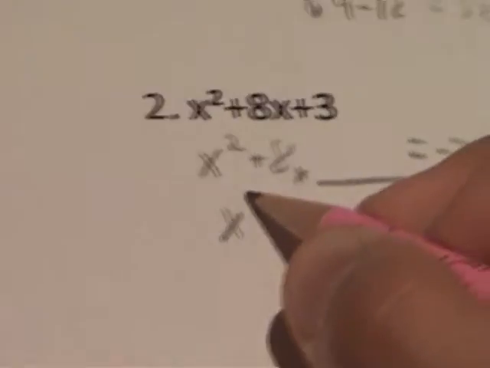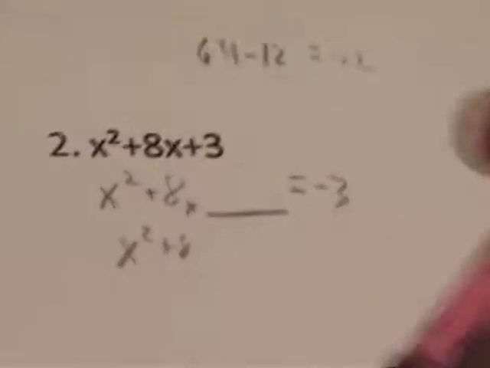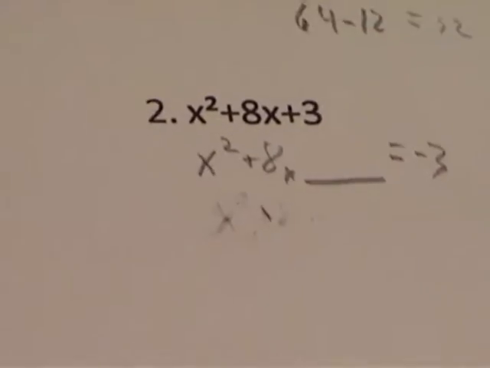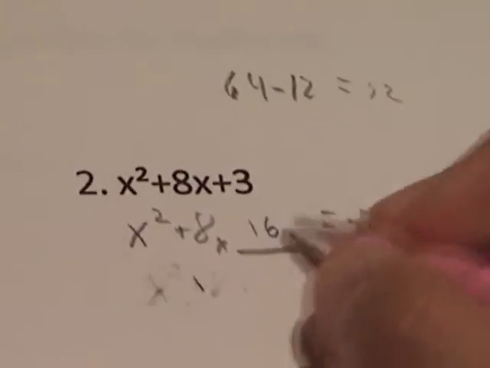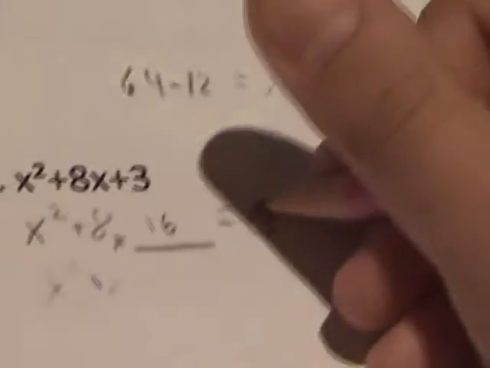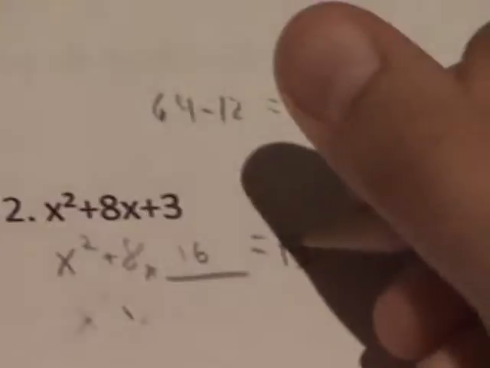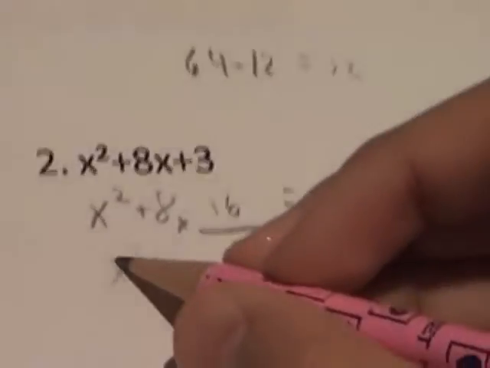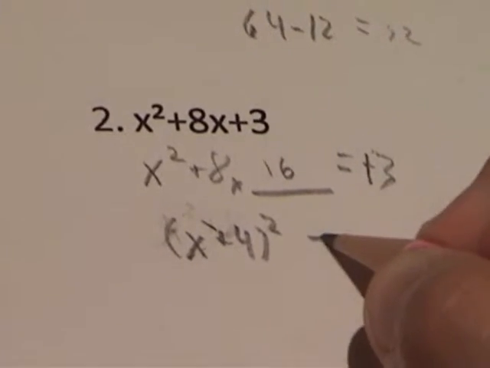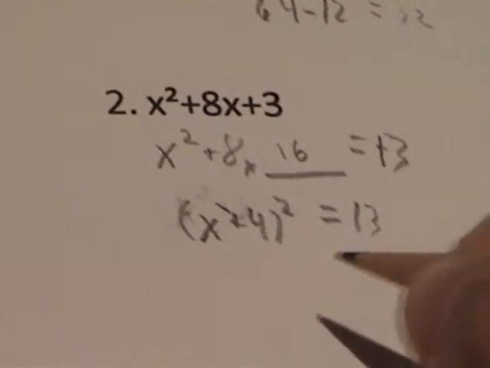Now, x squared plus half of 8x, half of 8 is 4, 4 squared is 16, add 16 to -3, and you get +13. So x plus 4 squared equals 13.